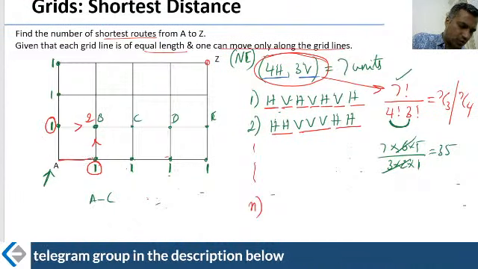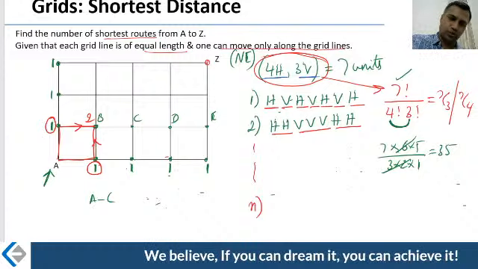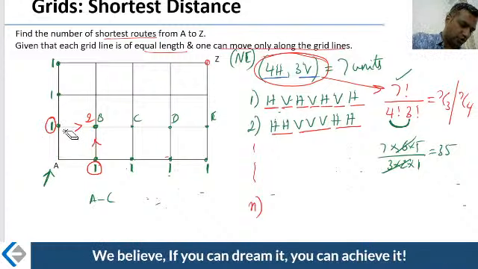What does it mean? I can go like this. That's one way. I can go like this. That's a second way. Okay, now we understood this, right? This point should be clear to you. Good.